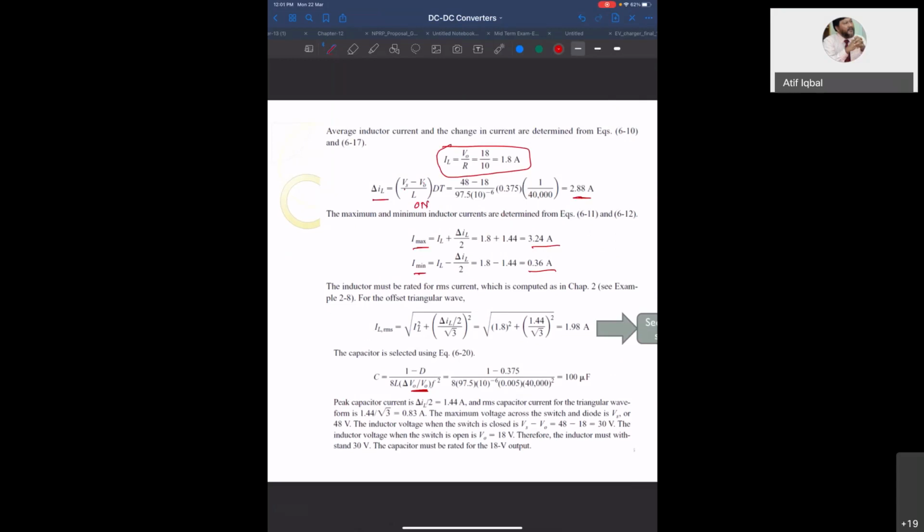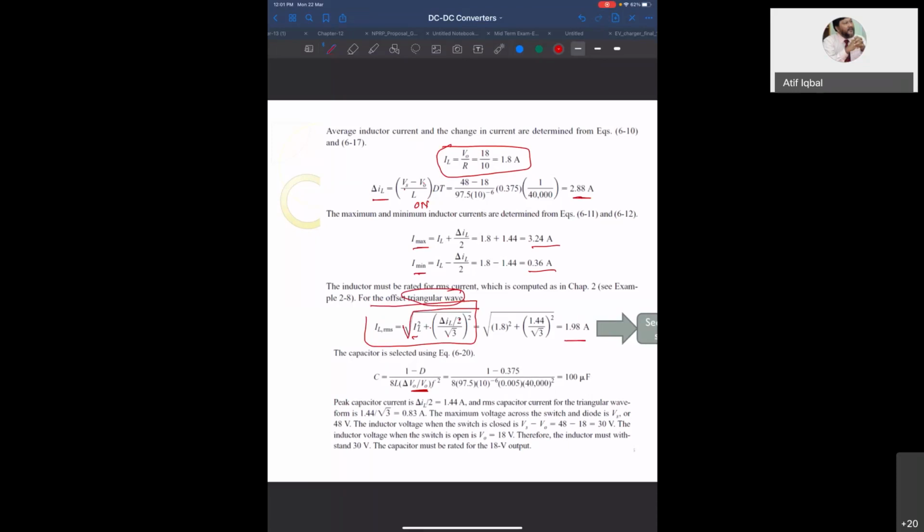So the inductor must be rated for RMS current, which is computed in chapter 2. And the RMS value of a triangular wave is given by this equation: IL squared plus (delta IL by 2 root 3) whole squared. This is the formula for the offset triangular current. So this is the RMS value.